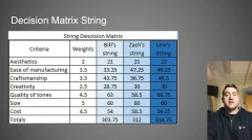I've included our decision matrix for the stringed instrument. It covers the criteria and the corresponding weight for it and our voting record.